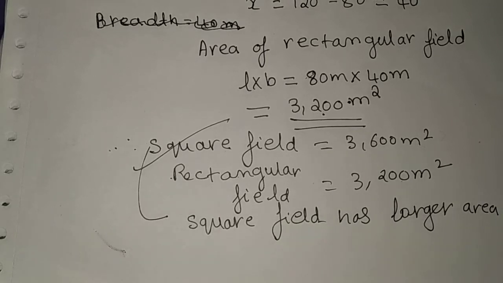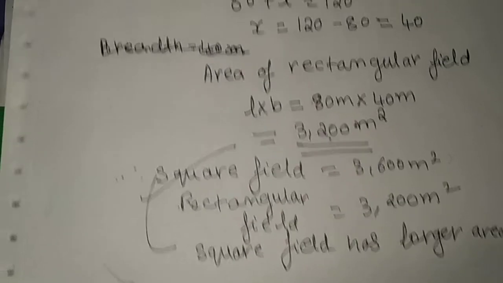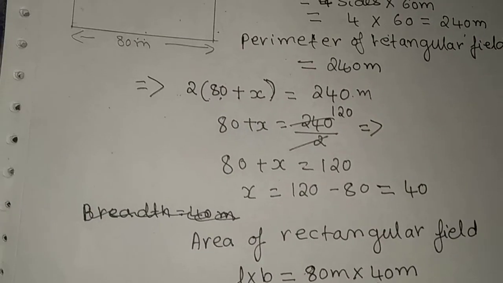They have given one square and one rectangle, and they have given some data also there. So we have to find out which is having the larger area. So the square field is having the larger area is the conclusion. So we move on to the next one. That is the second question.